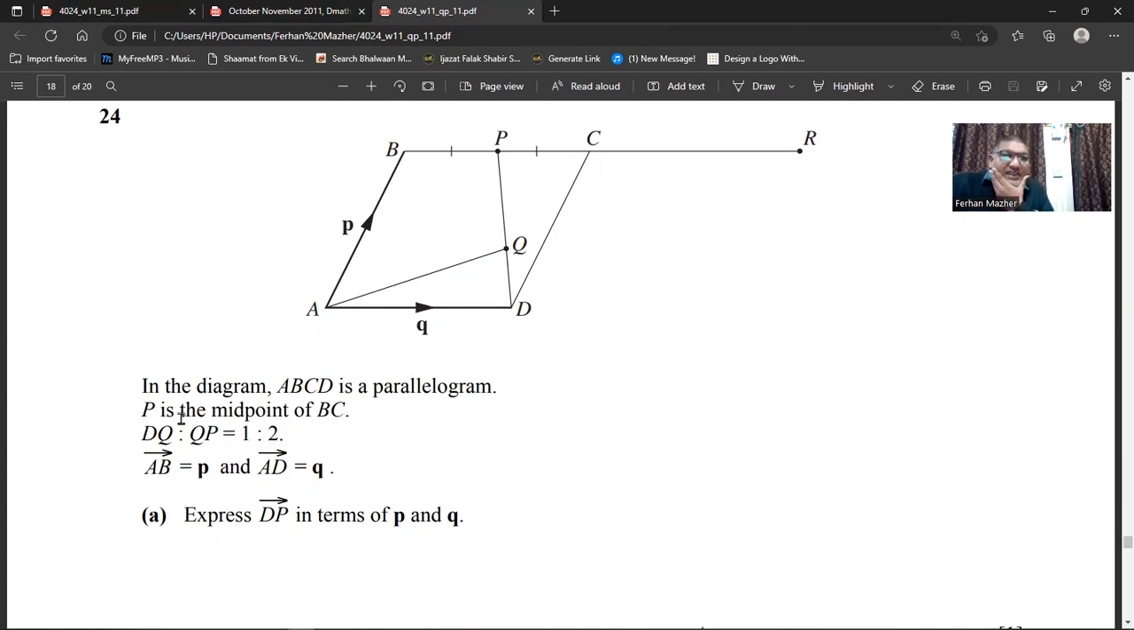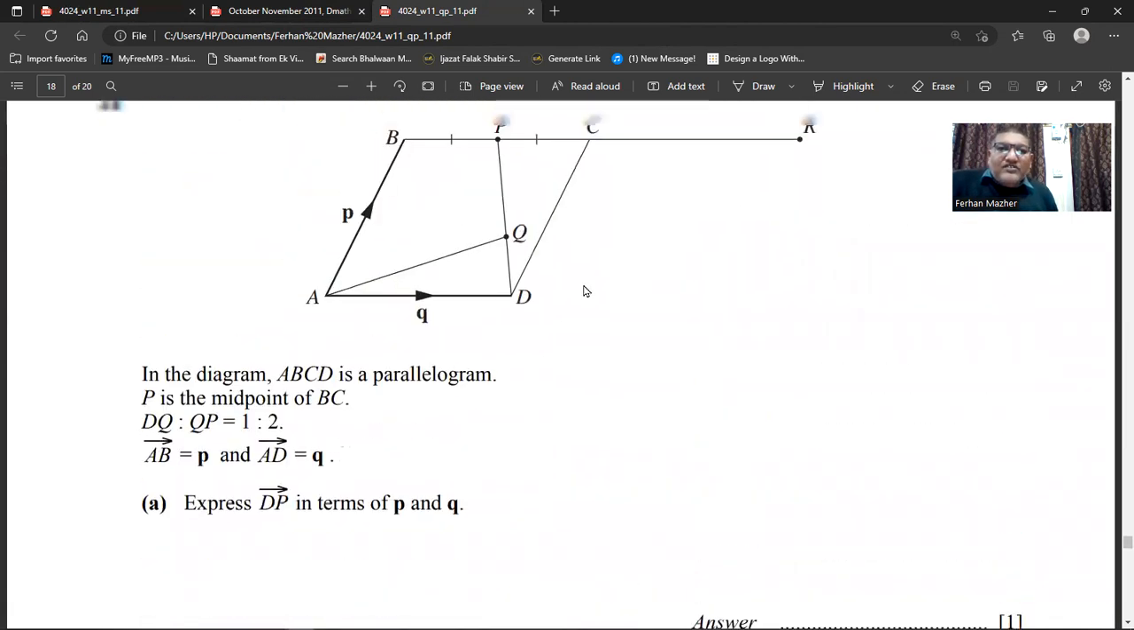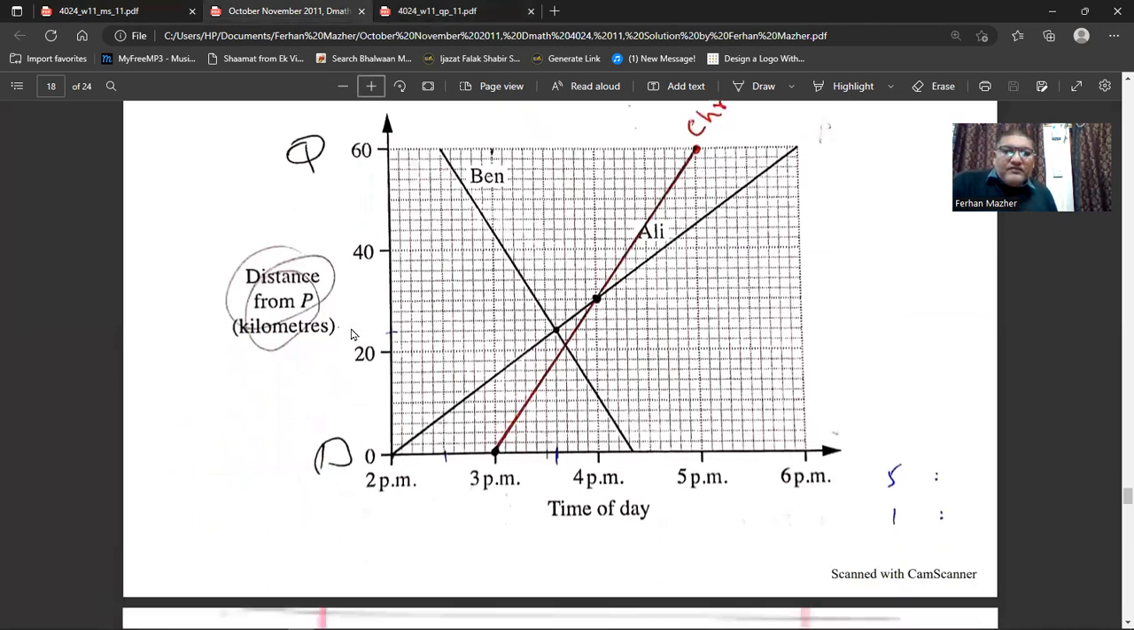And P is the midpoint of BC, and for DQ and QP, the ratio between them is this is 1, this is 2, the total is 3. That's the ratio. Okay. AB is p and AD is q. It says express DP, from D to P. From D go to A, from A go to B, from B go to P. That's the bypass which I am suggesting. It's a 1 mark question, very simple, straightforward question.